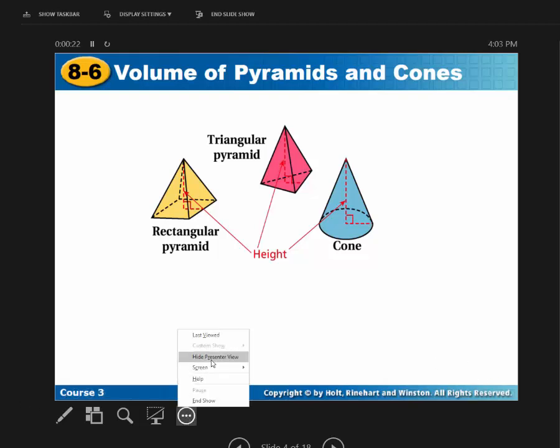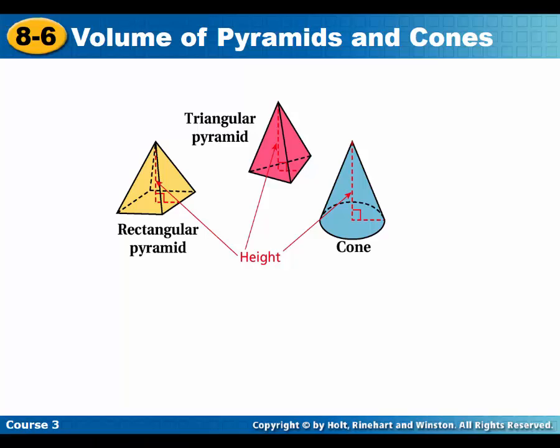Pyramids and cones have a parent figure. That parent figure is a prism or a cylinder. So both of these are going to be named by their base. So in this one, we've got a rectangular pyramid. Well, its parent figure is a rectangular prism. Triangular pyramid, its parent figure is a triangular prism. And the cone, of course, its parent figure is a cylinder.